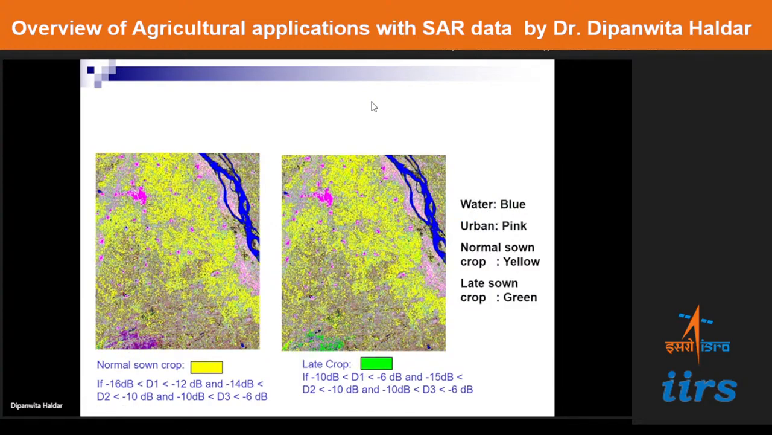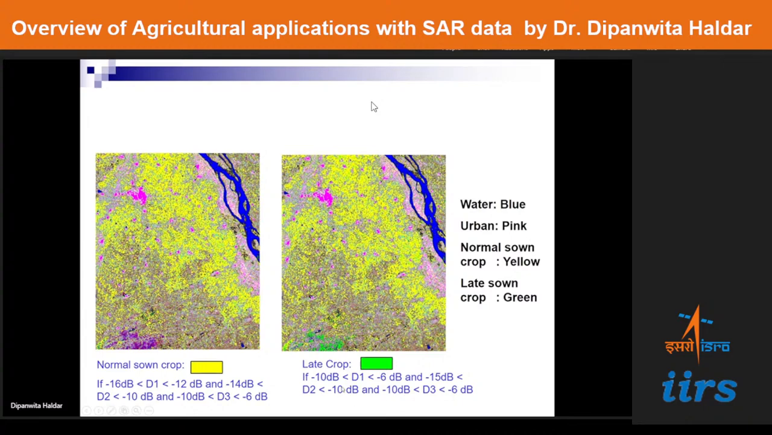Now coming to the rice crop. If you focus on the normal sown rice crop, it will have a low backscatter on the first date, coinciding with your transplantation, maybe -16, -17 dB to -12, -13 dB on the first date. Then on the second date, there will be a 2 dB rise. Then on the third date, subsequently, another 2 to 3 dB rise. So this is the normal sown rice crop.